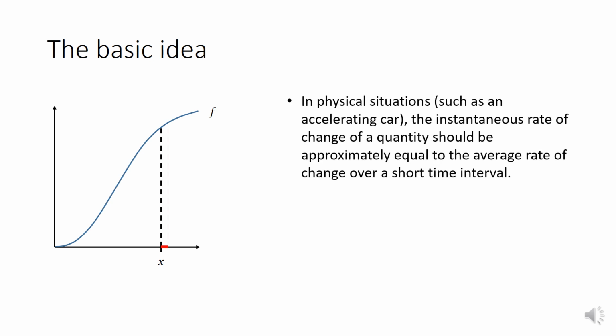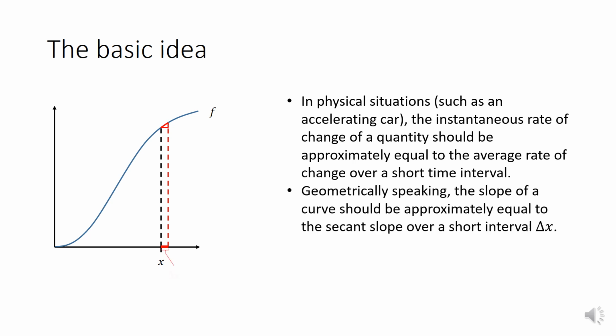In physical situations, such as an accelerating car, the instantaneous rate of change of a quantity should be approximately equal to the average rate of change over a short time interval. Geometrically speaking, the slope of a curve at point x should be approximately equal to the secant slope over a short interval delta x, where the function values are taken at the 2 points x and x plus delta x.